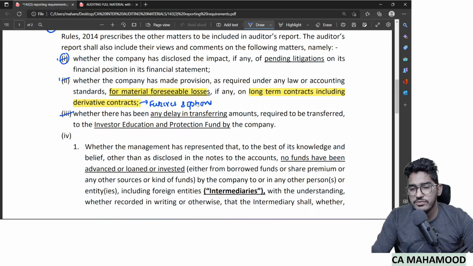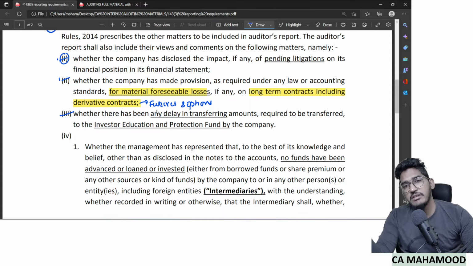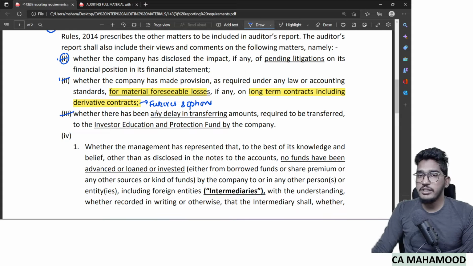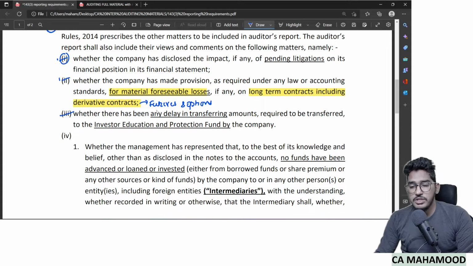Sometimes these futures and options go for more than 1 year. On these derivative contracts also, if the company comes to know that they will make a loss, even though the contract is for more than 1 year, they still have to recognize the loss in the year whenever they become aware of it. Don't wait till the completion of the contract to recognize the loss. That's all; this is what the second point is about.